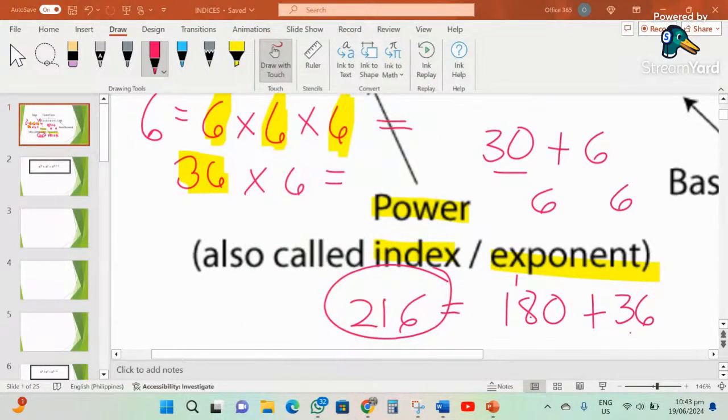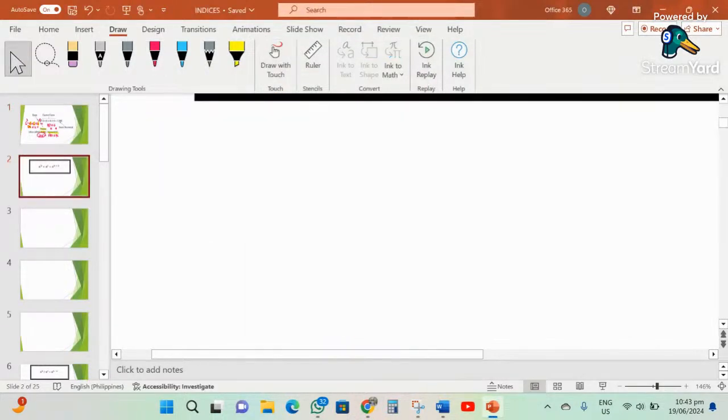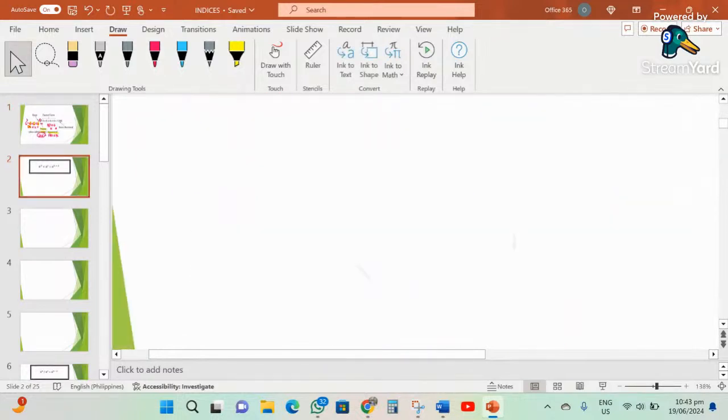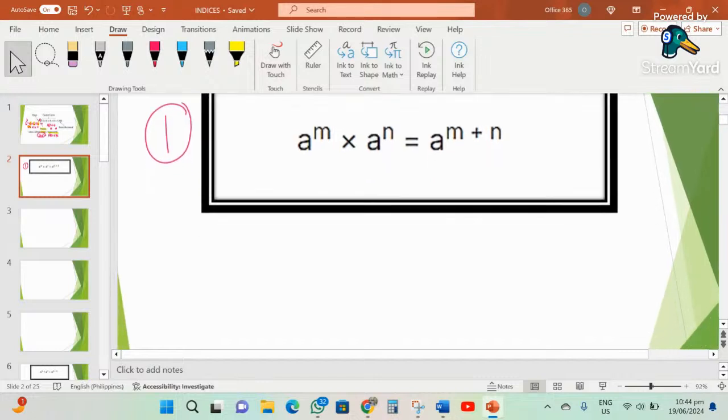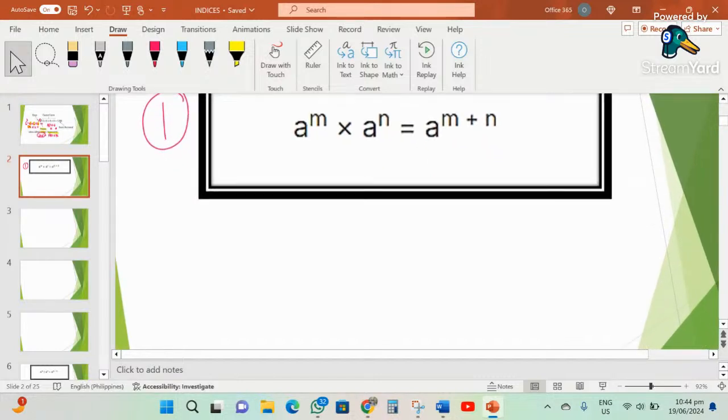Okay, so the first index law that we're going to deal with will be a to the m times a to the n. If the bases are the same, then the exponents must be added. Now, many times the students make mistakes in here. They add exponents when the bases are not the same. You have to take note that the a's here are the common base and we are doing a multiplication.